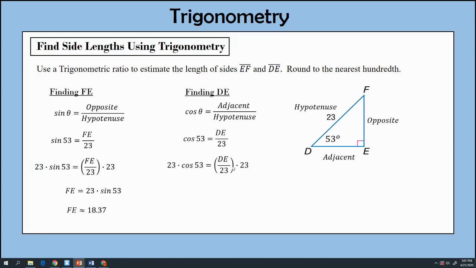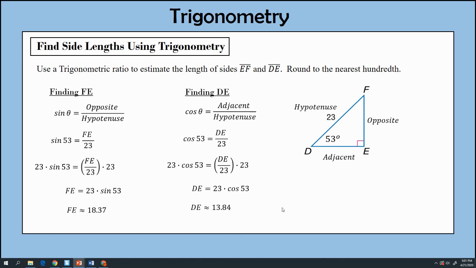Again, we'll multiply both sides by 23 to cancel out that 23 in the denominator. DE is 23 times the cosine of 53. If you push the cosine key in your calculator, enter 53 after that, hit equals, it will give you the numerical value for the cosine of 53. Multiply that by 23, and DE is about 13.84. So those are the lengths of those two sides. FE is 18.37 and DE is going to be 13.84. We found those lengths using the trig ratios.